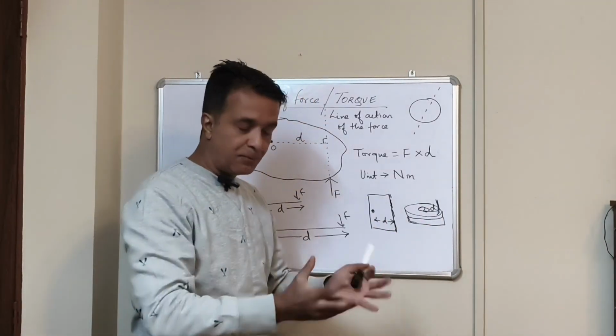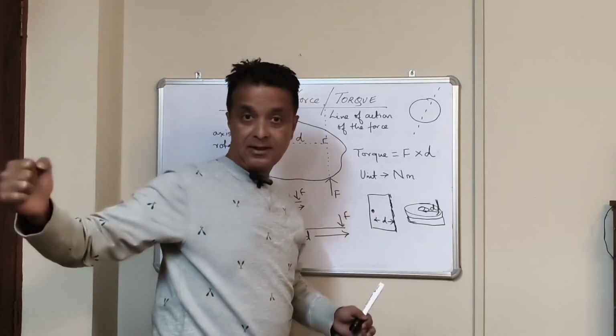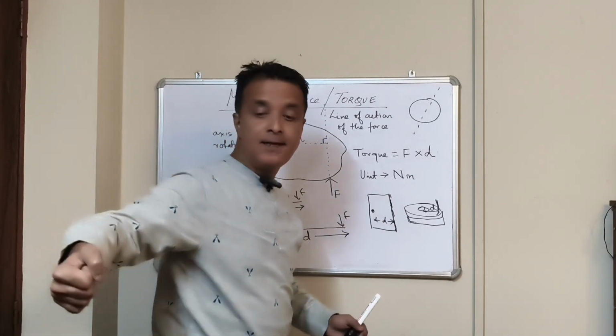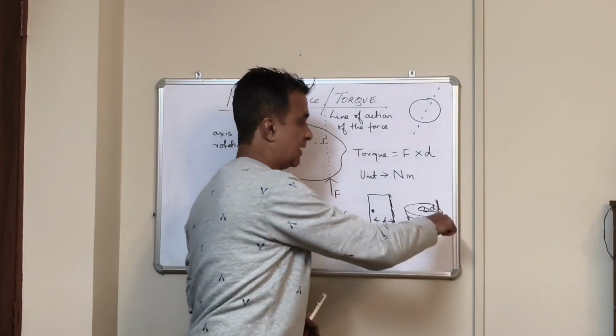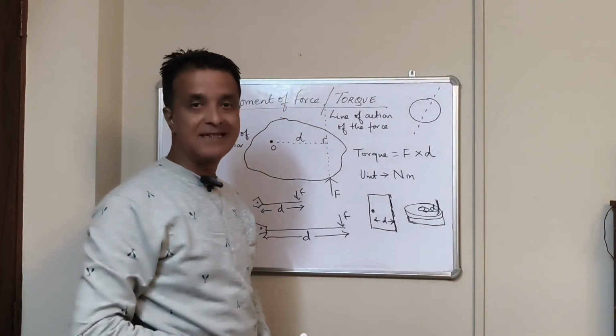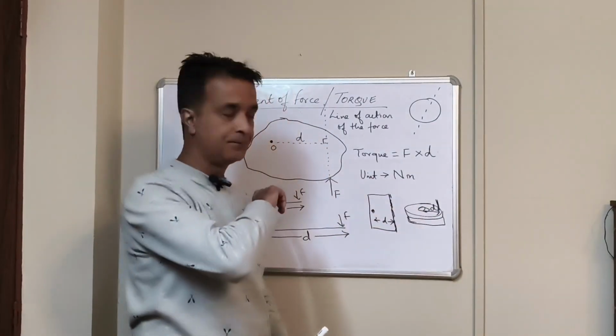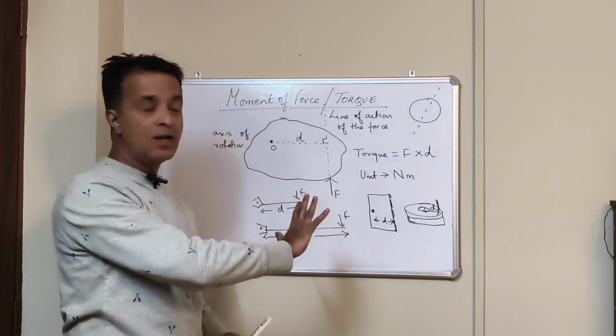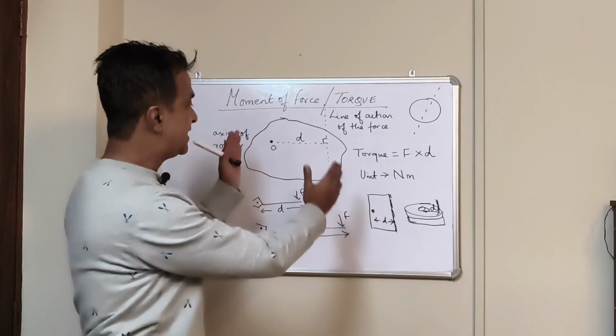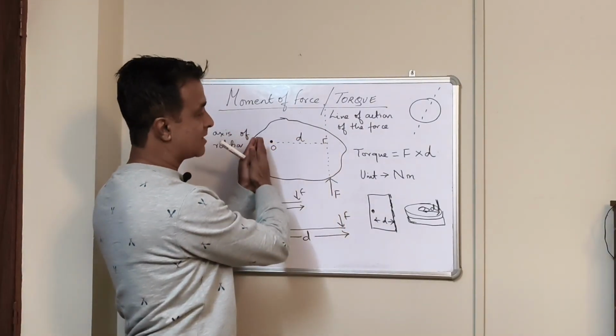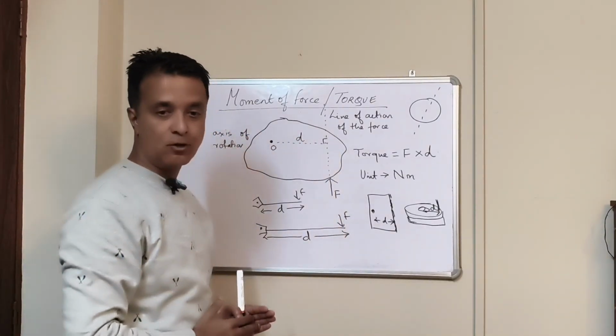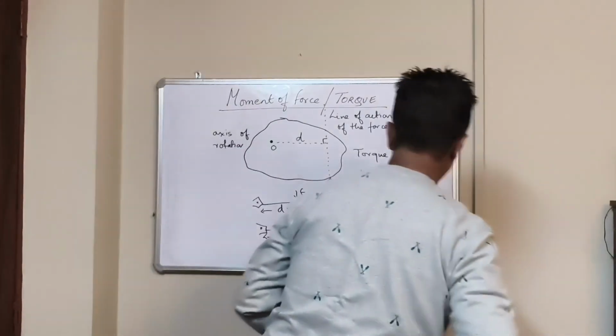Potters, when they are doing their pottery, they keep a stick with them, they'll always hit at the edge so that the torque increases. It becomes easier to spin the wheel. All right. So all these are examples where torque can be increased by increasing the perpendicular distance between the axis of rotation and line of action of the force.